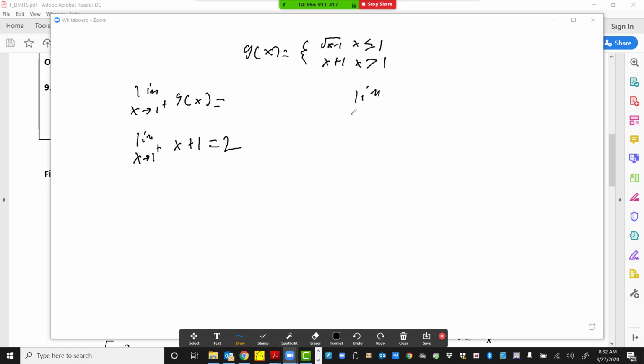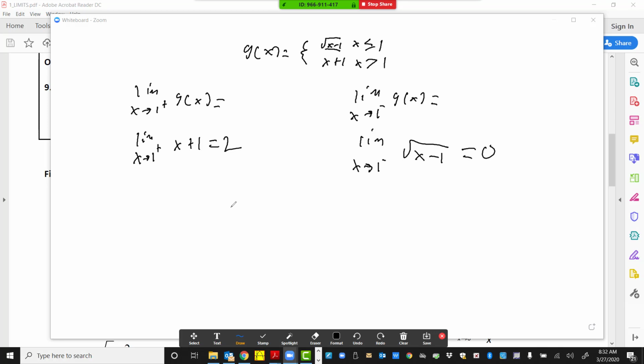Now we're going to look at it from the left. Okay, so approaching from the left, this function is the one we're working with right here. So we have the limit as x approaches 1 from the left of the square root of x minus 1. Now this one is not a continuous function, but is it continuous on the left side of the x that we're plugging in? And that is true. It is continuous up to that point. So we can go ahead and plug in 1, and we can say, okay, this is just the square root of 1 minus 1, which is 0.